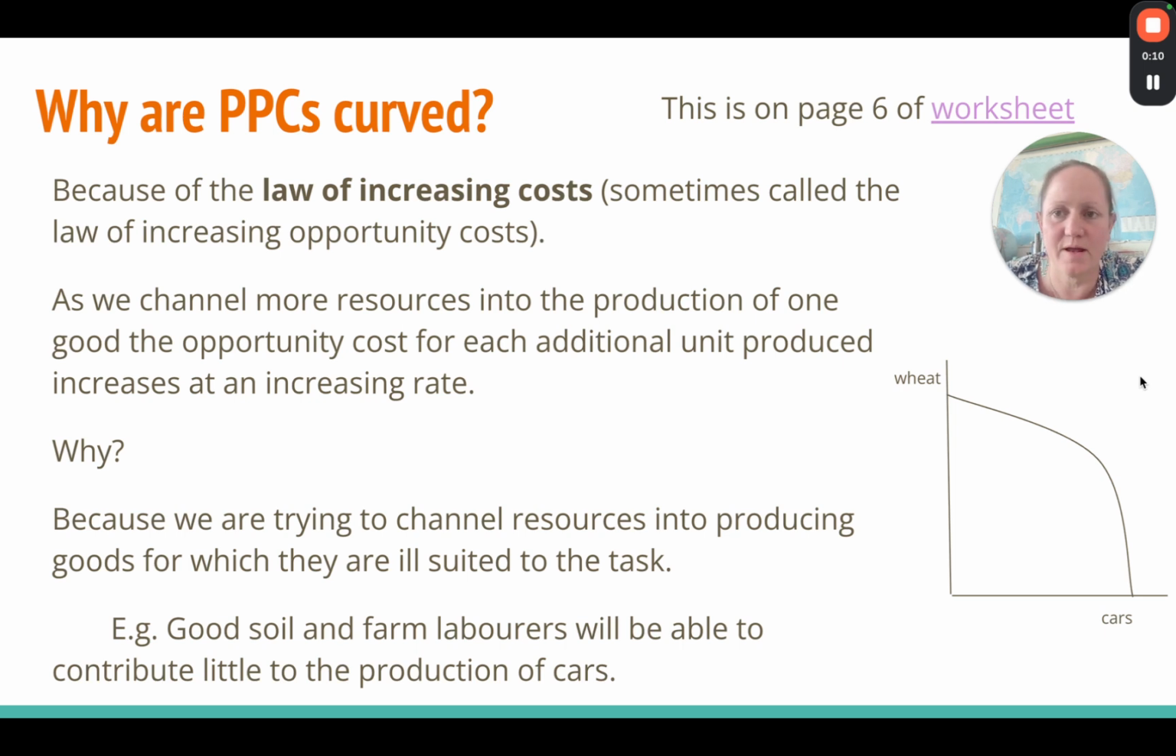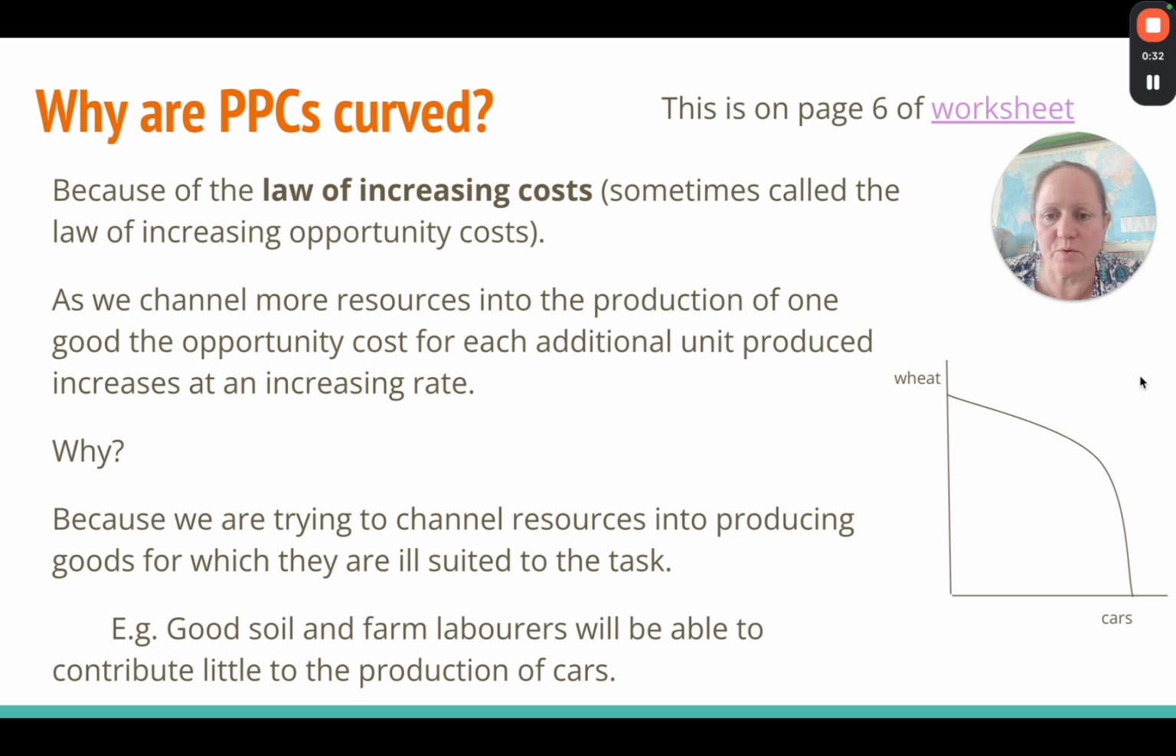This is a brief video to explain some of the packet that you missed me explaining, which is why the PPCs are curved as opposed to a straight line. The reason they're curved is because of the law of increasing opportunity costs. This is because when you're producing two different goods, they don't necessarily need the same kinds of resources, and we're trying to channel resources into producing goods for which they're ill-suited.